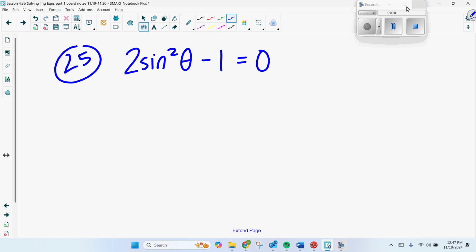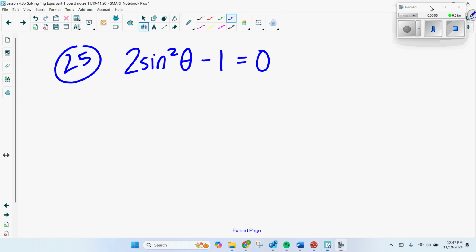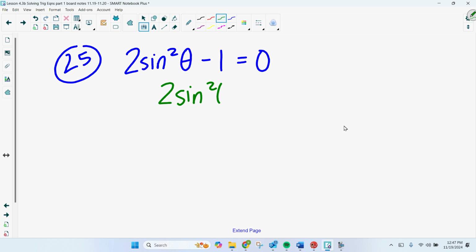Okay, so this was question number 25 on the homework. First step, what would you recommend? Plus 1. Okay, so we're at plus 1. Good so far? What's next? Divide by 2. Divide by 2.